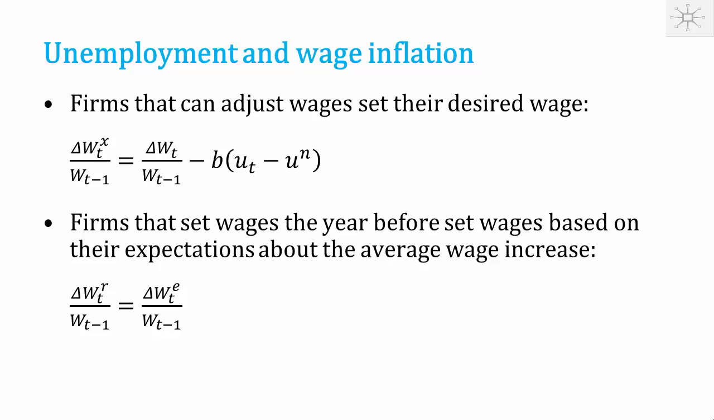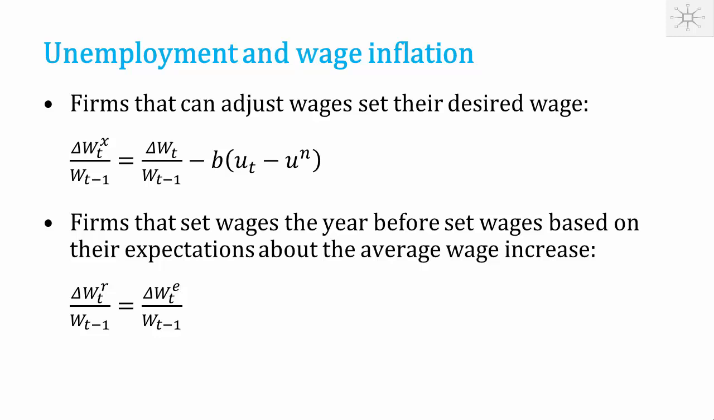Well, for the flexible firms, it's easy. They just set their desired wage increase, which is determined by the wage equation from Chapter 6. So they set the wage in line with the general wage increase, but they also take account of unemployment. So if unemployment is high, they raise their wages less.